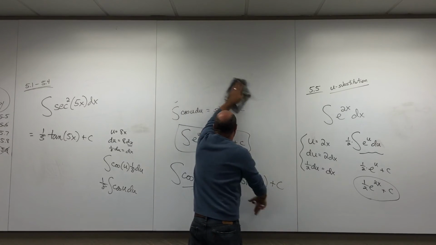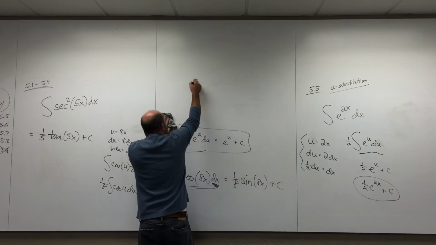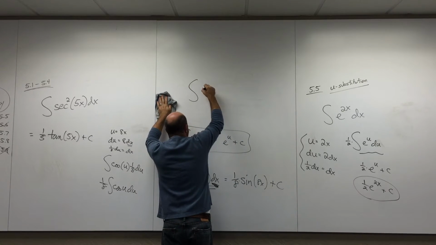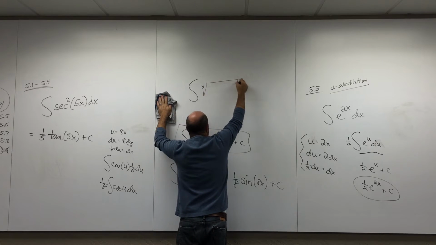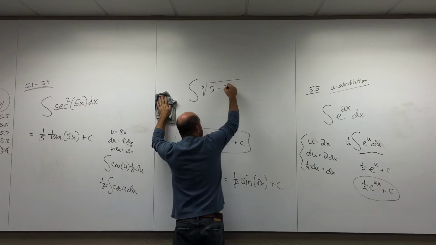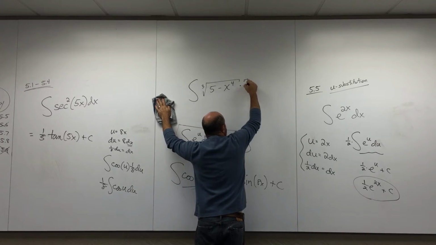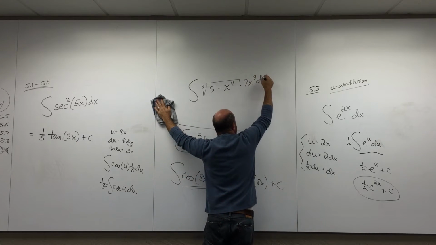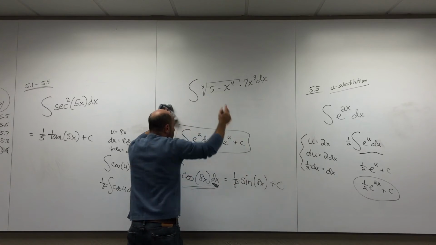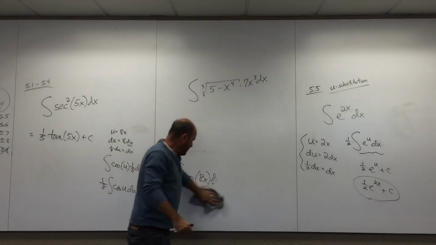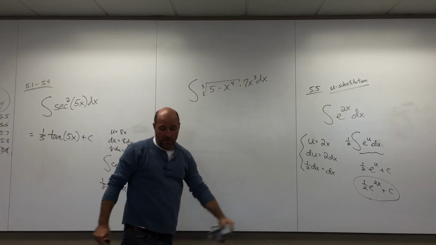Let's do a more complicated U-substitution problem. I mean, this is a classic. The cube root of 5 minus x to the 4th times 7x cubed dx. I mean, look at this. This is a mess. This is a tough integral.